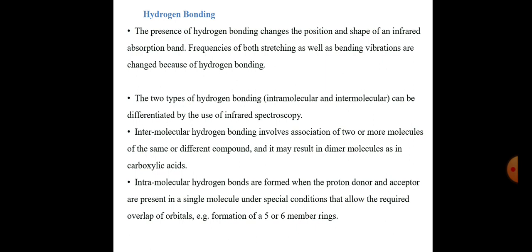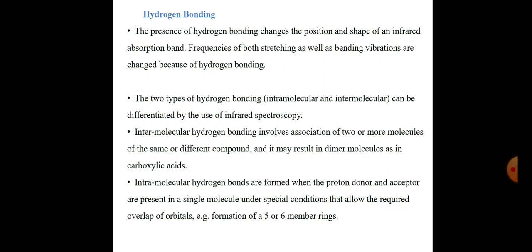Hydrogen bonding. The presence of hydrogen bonding changes the position and shape of an infrared absorption band. Frequencies of both stretching as well as bending vibrations are changed because of hydrogen bonding. There are two types of hydrogen bonding: intramolecular and intermolecular, which can be differentiated by the use of infrared spectroscopy. Intermolecular hydrogen bonding involves association of two or more molecules of the same or different compounds, and it may result in dimer molecules in carboxylic acid.